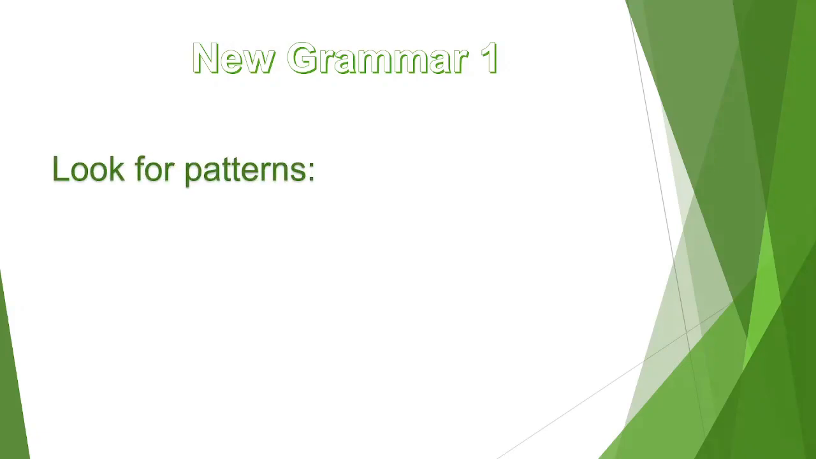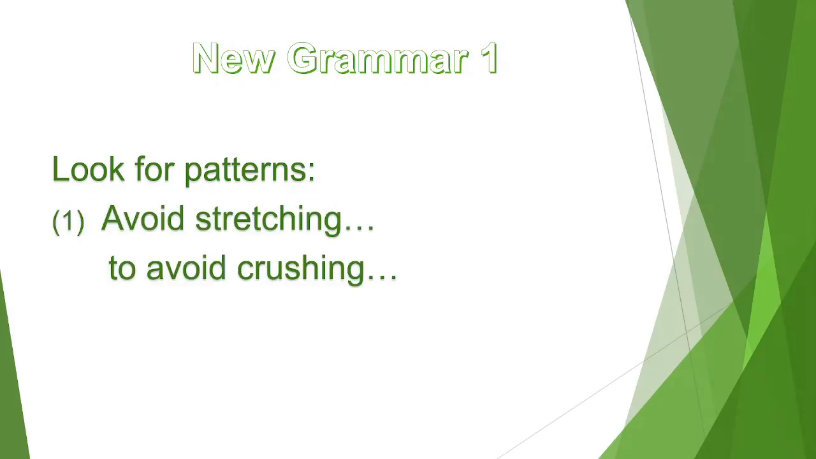Academic words. As you move up grades, your teacher will ask you to use academic words more and more. In this example, place is an academic word. New grammar, and that's one of the hardest things too. When we talk about grammar, you try to look for patterns: avoid stretching, avoid crushing. After the word avoid, you see an -ing word. That means the pattern here is that avoid is followed by a verb -ing form. Then you know how to use the word avoid.